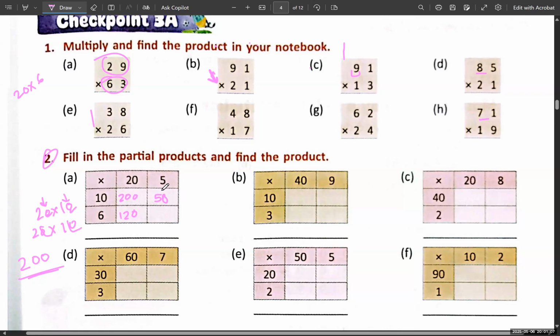All right. The next column is 6 times 5. How much are 6 fives? Or 5 sixes? Same answer. 30. Yes. Now, what do we have to do with all these numbers? We will add all of them because we need an answer, right? So 200 plus 120 plus 50 plus 30. The answer will be 320, right?